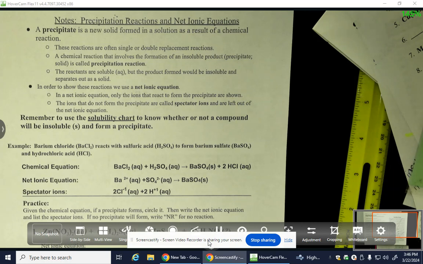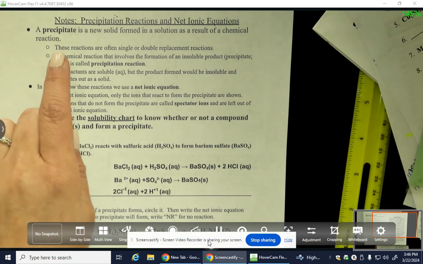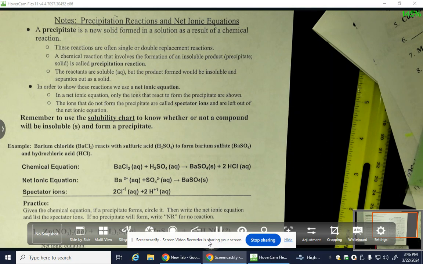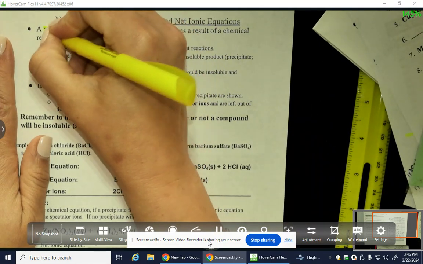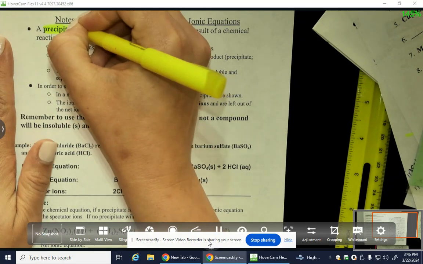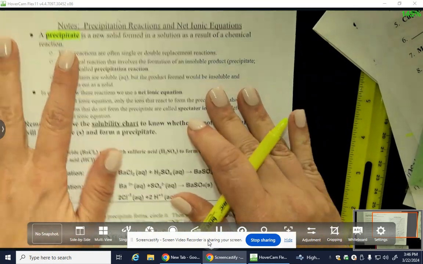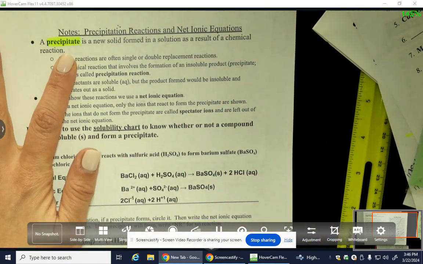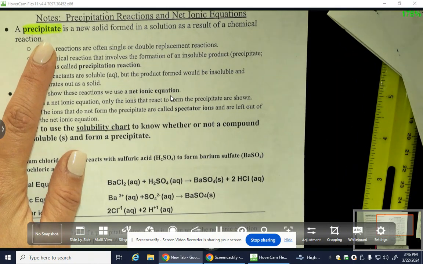Okay, so a precipitate is going to be a new solid formed in solution as a result of a chemical reaction. So a precipitate is the whole point of this chapter. No, I shouldn't say that. It is the whole point of learning solubility rules.